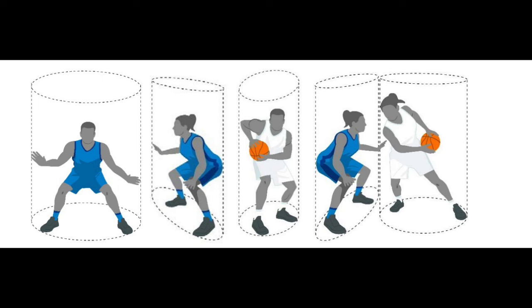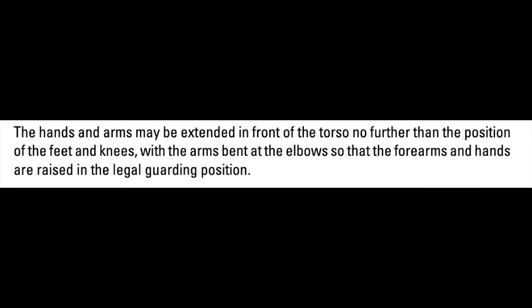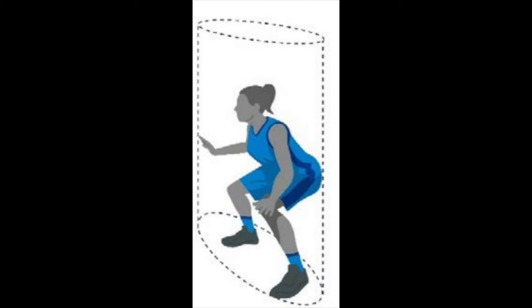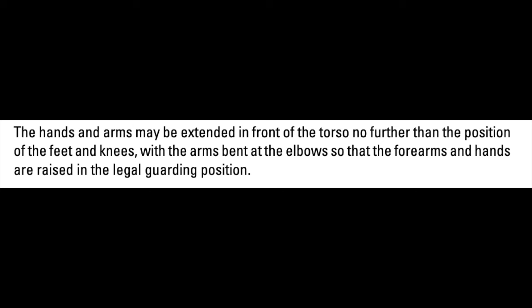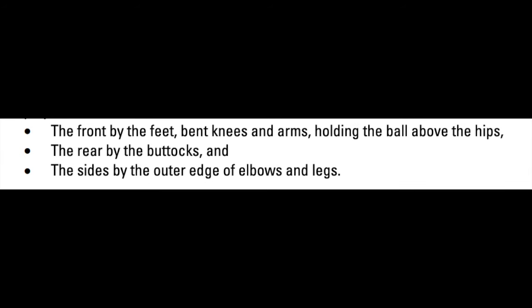The arms are allowed a little bit more leeway when they're looking at the position of a defender. It's slightly past the knee-toe alignment. The front of the cylinder is where the variation occurs. As a defender, the hands and arms may extend in front of the torso no further than the position of the feet and knees, meaning that their hands can't go past the knee and toe alignment in front of their body. Once it does, you are now outside your cylinder. The arms are allowed to be bent at the elbow so that the forearms and hands are raised in a legal guard position. So you can have them above, in front of you, as long as they're not past that alignment.